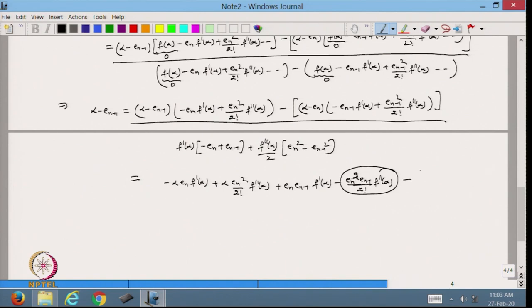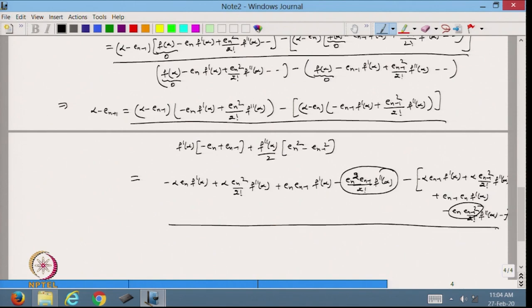We will ignore this one. The same way I will get minus α e_{n-1} f'(α) plus α e_{n-1}² by 2 factorial f''(α), and then plus e_{n-1} e_n f'(α), and later on minus e_n e_{n-1}² by 2 factorial that and other terms. This term we also ignore because it gives e_n into e_{n-1}², so it is of the order of e³. So this one is divided by this factor.